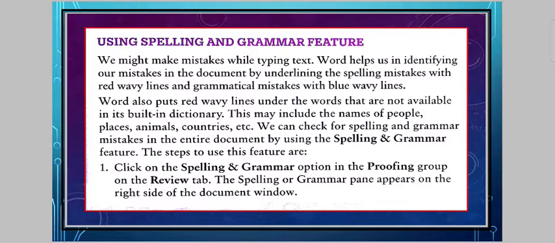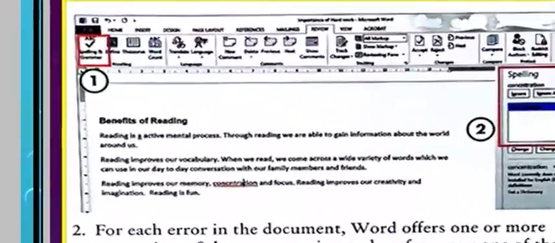Okay, we can check for spelling and grammar mistakes in the entire document by using the spelling and grammar feature. That means the spelling and grammar feature helps us to rectify the spelling mistakes and grammatical mistakes in a Word document. So we have to follow some steps to use this feature. First of all, click on the spelling and grammar option in the proofing group on the review tab. The spelling or grammar pane appears on the right side of the document window. Here you can see the spelling and grammar window.